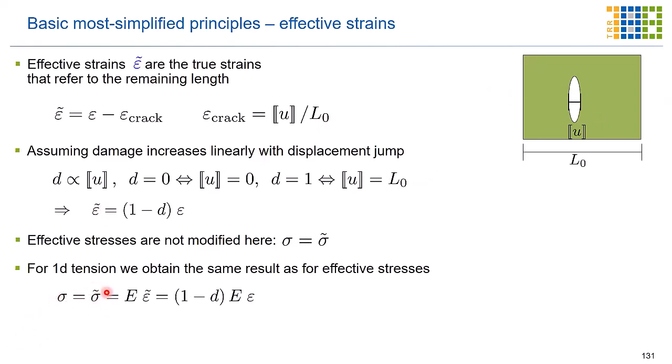Okay. And for 1D tension, again pulling from left and right, we plug that in. Sigma tilde is E times the effective strains, and the effective strains are now substituted with the above equation, and we get the same result as before for the effective stresses. So we see there are two different interpretations available here: effective stresses and effective strains. They are, I think, a nice illustration of basic concepts of how we can understand damage.